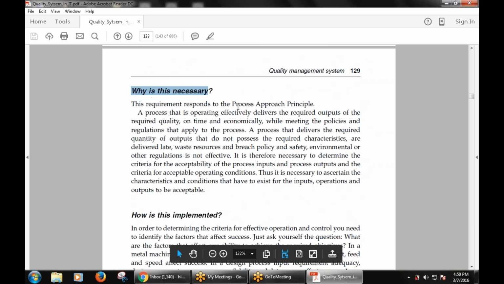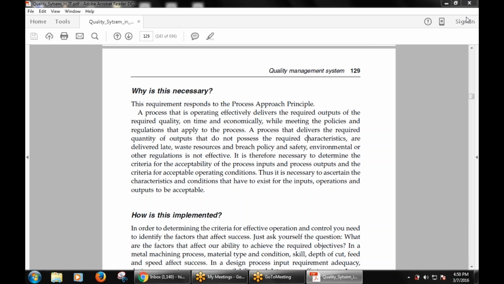Now, why is it necessary? That gives us the process approach principle. So why is it necessary to get the method for the effective communication, for the effective criteria that responds to the process approach model? There is a process approach principle, so that a process is operating effectively, that delivers the required output of the required quality on time and economically, that is, at the cheapest rates.